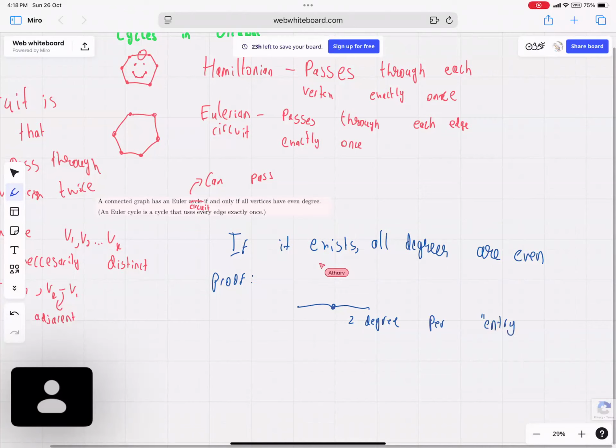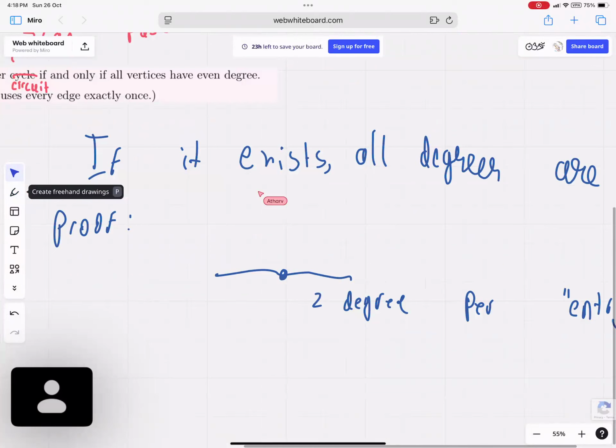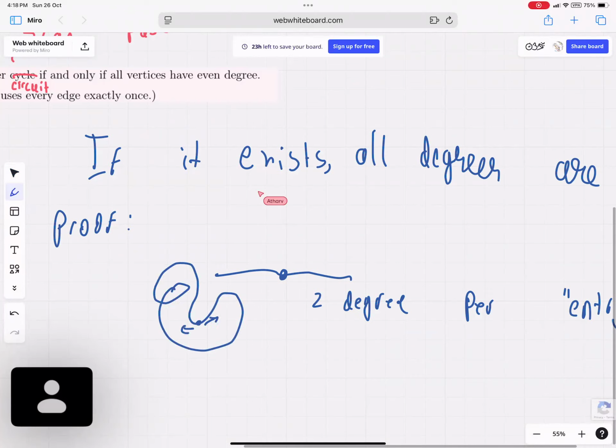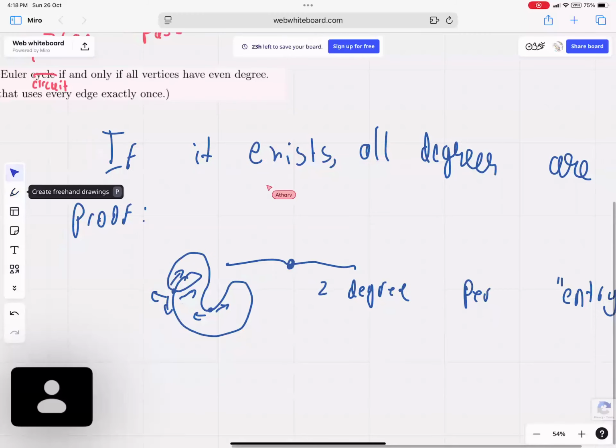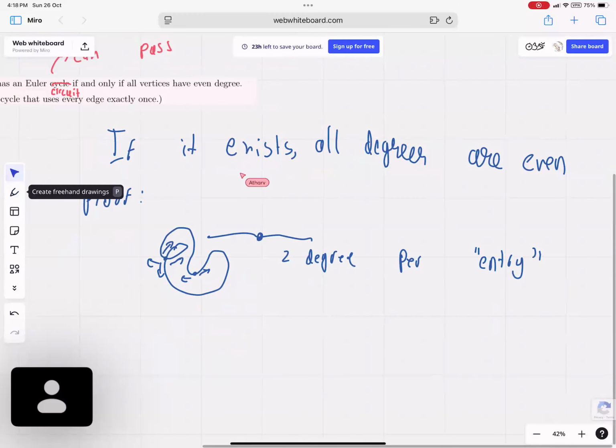So what they were saying is if an Eulerian circuit exists, then every single time the cycle passes through a vertex, it contributes 2 to the degree. Because if this is the circuit, then at every point you get 2 from the degree where it enters. Here we have 2 plus 2, and a bunch of 2's is obviously even. Is this fine with everyone? Yes.